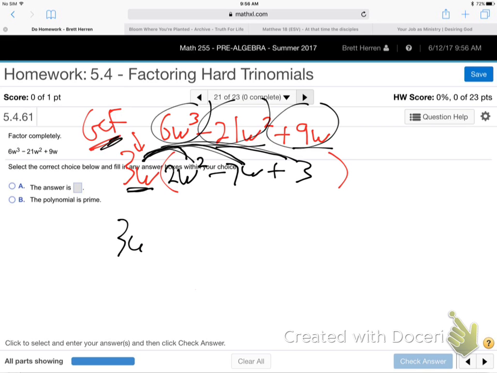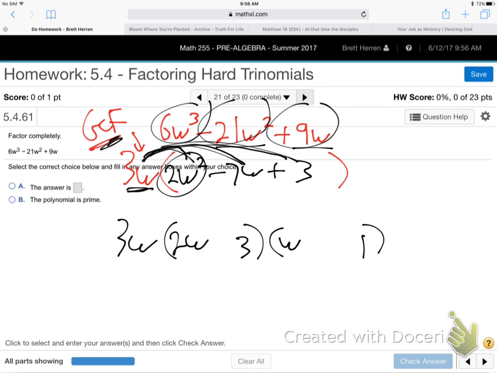So we leave the 3w in the front. We're going to go to 2 parentheses. Okay, and we're going to go front times front to make front. That'd be 2w and plain w. Makes 2w squared. And last times last to make 3, that's going to be 3 and 1, but we don't know what order. I could put 3 here and 1 there, but I'll be wrong.